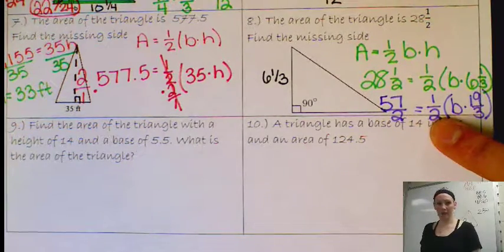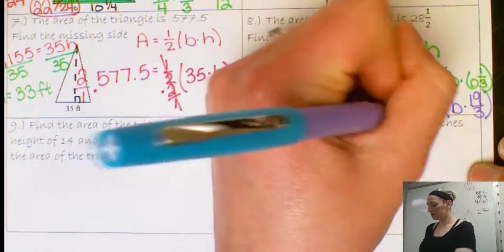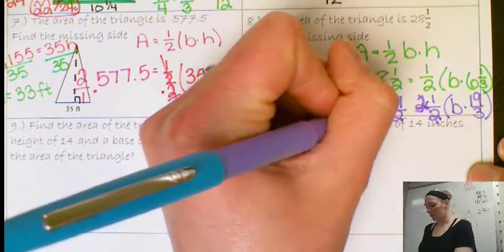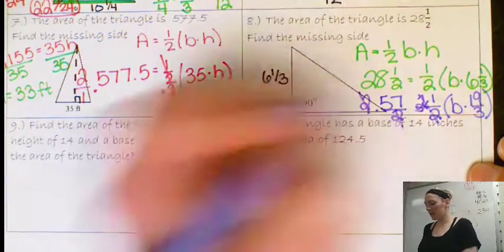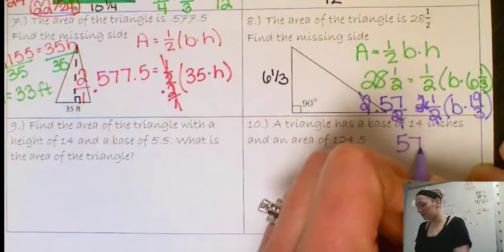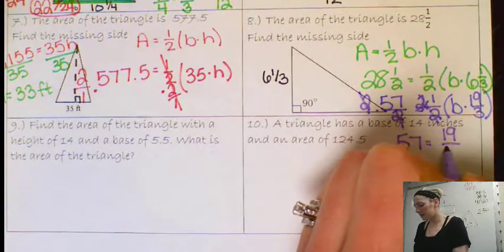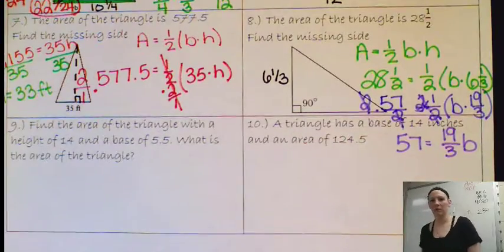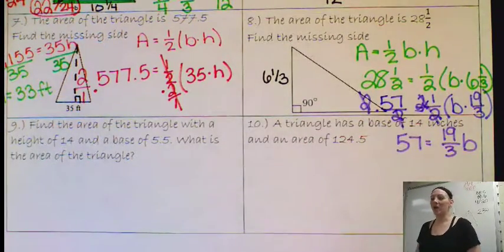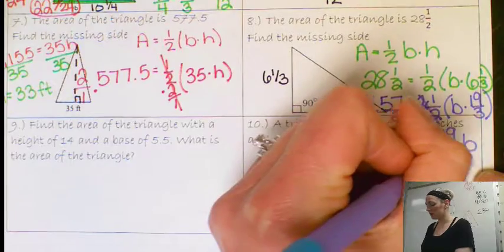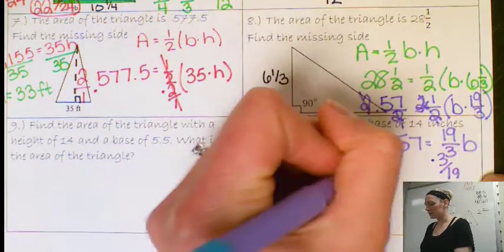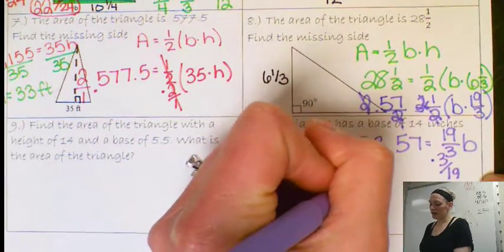So I'm going to get rid of this half. To get rid of the half, I'm going to multiply by 2. Look what happens there. These 2's cancel out. So I'm left with 57 equals 19/3 b. Now I'm still multiplying my b by 19/3, so the inverse is to multiply by the reciprocal. Multiply this by 3/19.